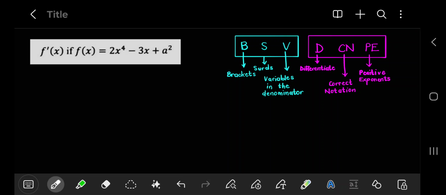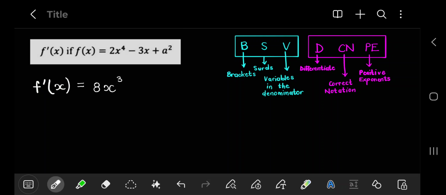So let's go through our preparation steps. We do not have brackets, we do not have surds. All of our variables are in the numerator, so we are ready to differentiate. So we're going to have f prime x is equal to, differentiating the first term, take the exponent, multiply with the coefficient. 4 times 2 is 8, and minus 1 from the exponent. So that gives us 8x cubed.